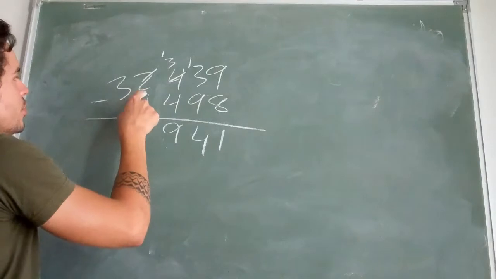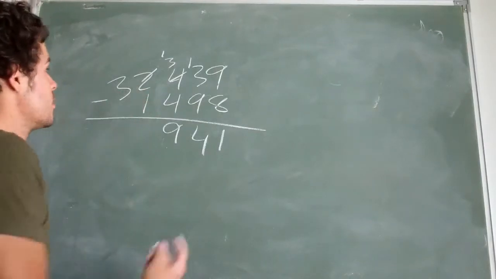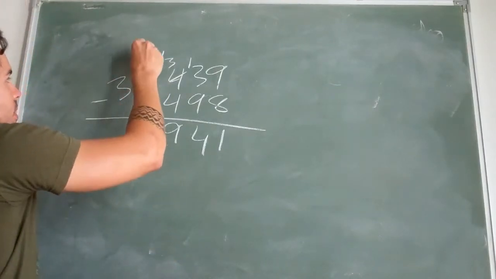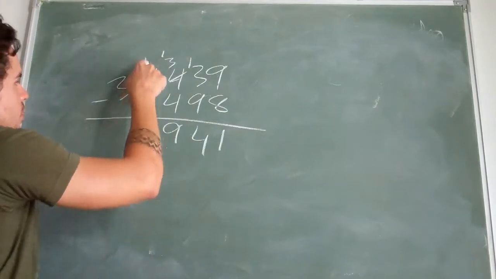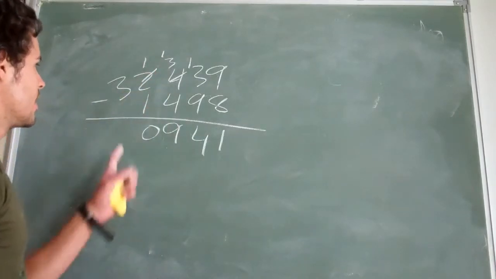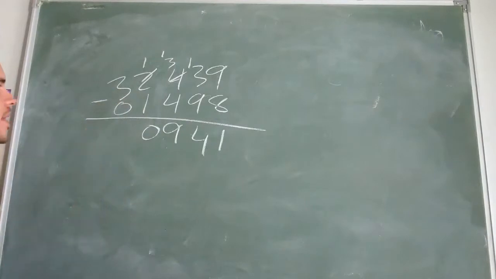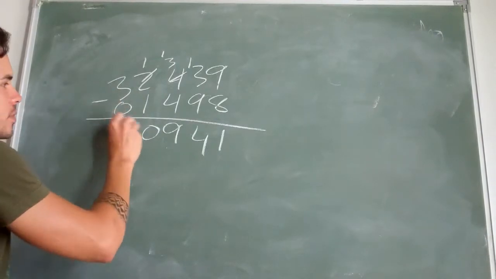And then I've got 2. Actually, I borrowed one from this 2, didn't I? So now if I subtract 1 from 2, then I just have a 1. So 1 minus 1 is 0. And then, of course, this is just a 0 right here, right? So 3 minus 0 is just 3.